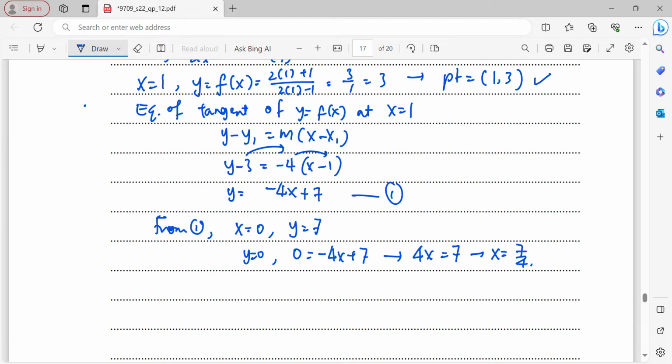So now I will just write area of the triangle equals to half times 7 times 7 over 4. Then it will be 49 over 8 units squared. Okay, so that's the solution of this question.